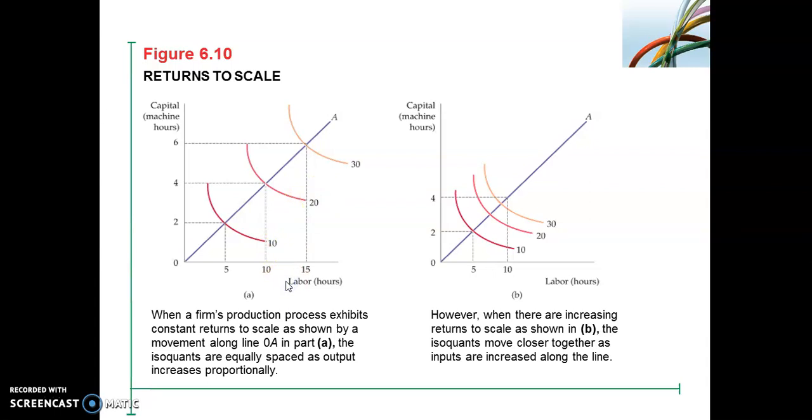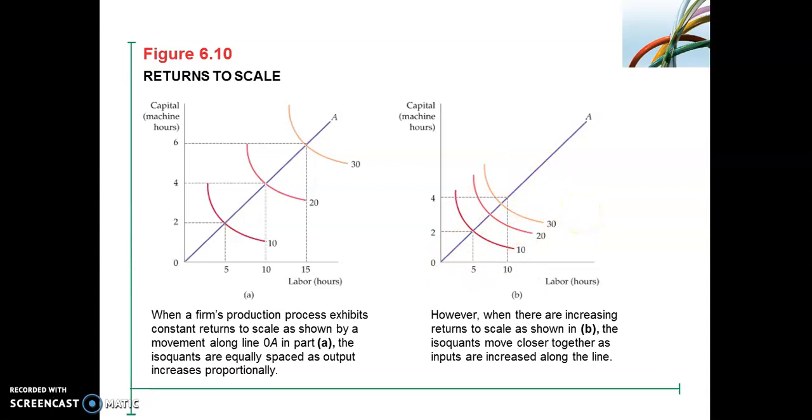Also notice that for constant returns to scale, your isoquants are equally spaced, right? And that represents that output increases proportionally. Now, if we move to figure B, we have a scenario where you have increasing returns to scale. And what you notice here is that these isoquants are moving closer together as the inputs are increased along the line, right? So you can see them moving closer together the further you move away from the origin. And this represents increasing returns to scale.